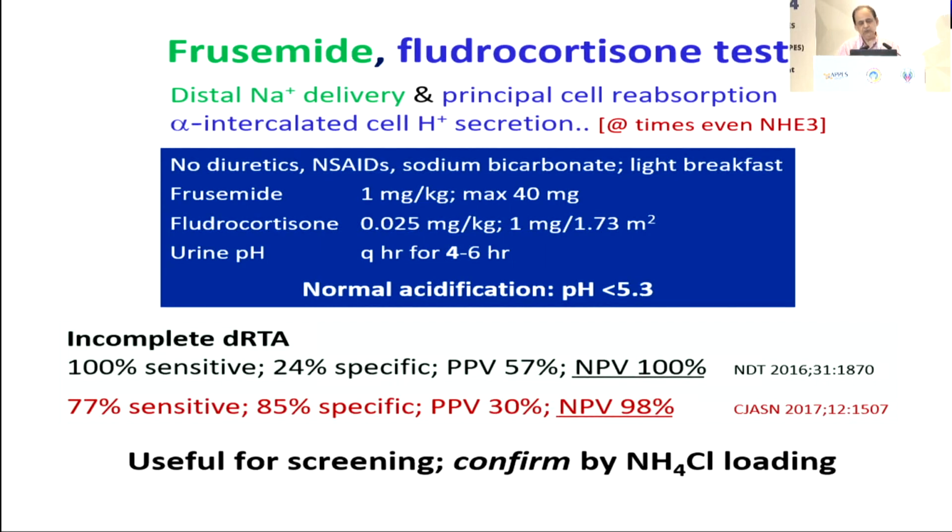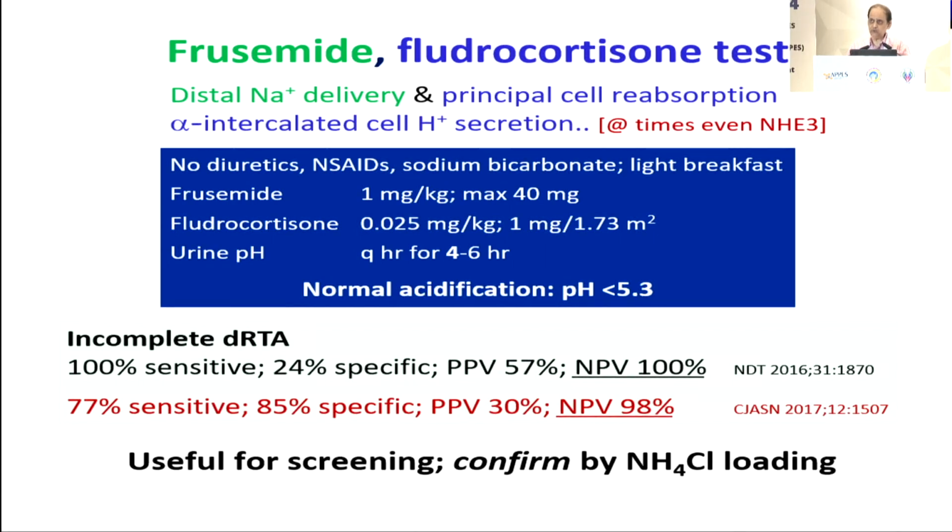As an alternative, because doing an ammonium chloride loading test is tough, what we often currently do, at least in our wards, is that we rely on the furosemide fludrocortisone test. And again, the basis is similar. You're giving furosemide and fludrocortisone. Furosemide is leading to increased distal sodium delivery, and fludrocortisone is leading to absorption of this sodium that's being delivered. And both would enhance hydrogen ion secretion. So when you give both these things together, the urine pH should normally fall down to below 5.3.